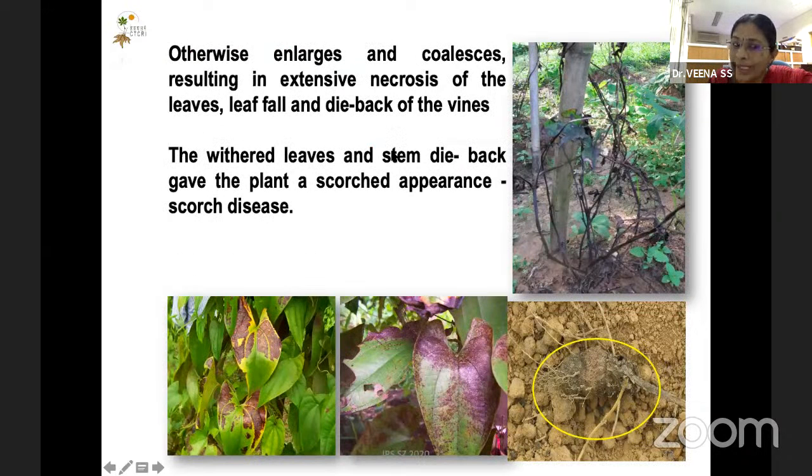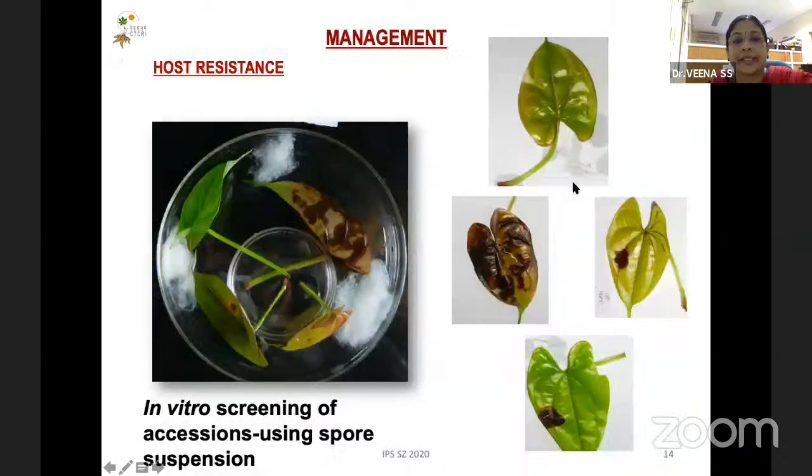Otherwise, sometimes it will be restricted. Otherwise, it enlarges and coalesces, resulting in extensive necrosis of the leaves, leaf fall, and dieback of the vines. The withered leaves and stem dieback give the plant a scorched appearance. So the disease is also known as scorch disease.